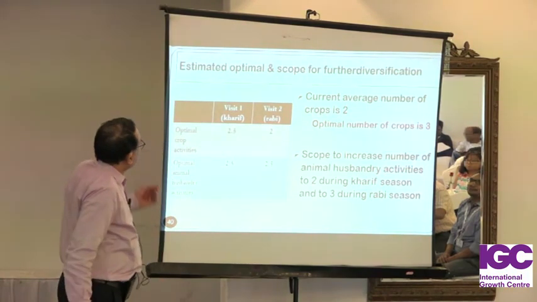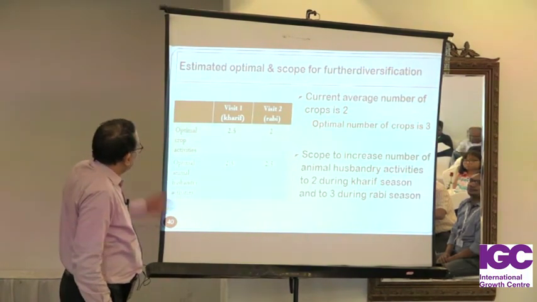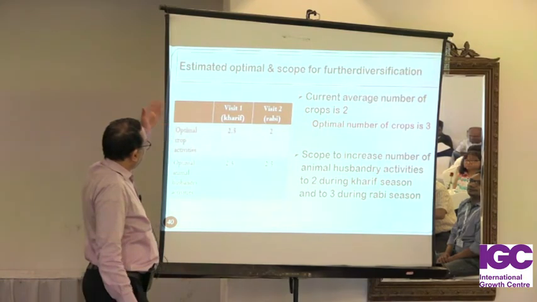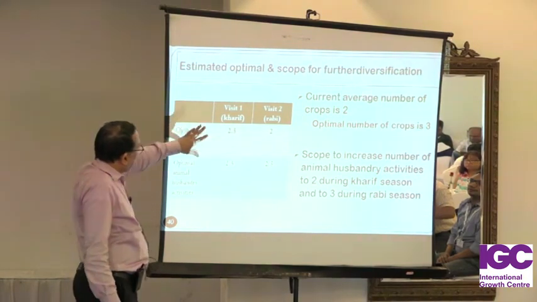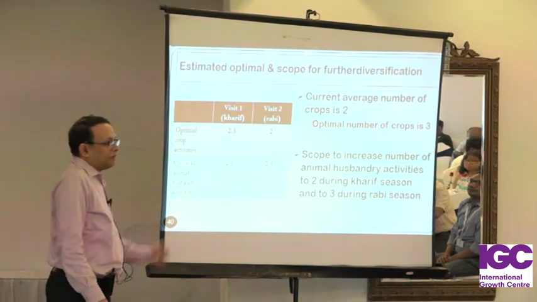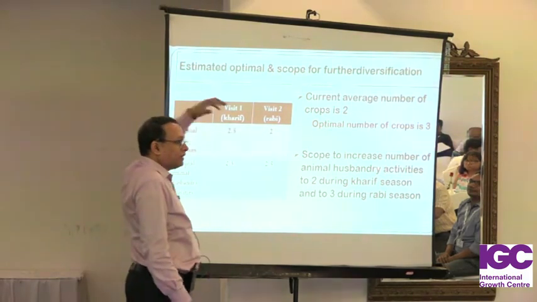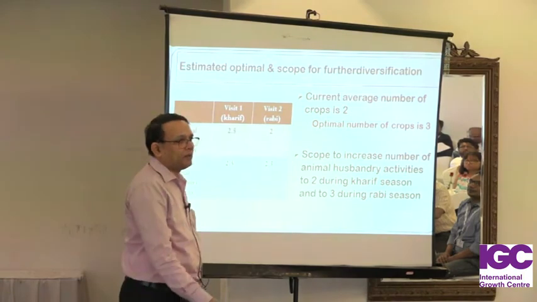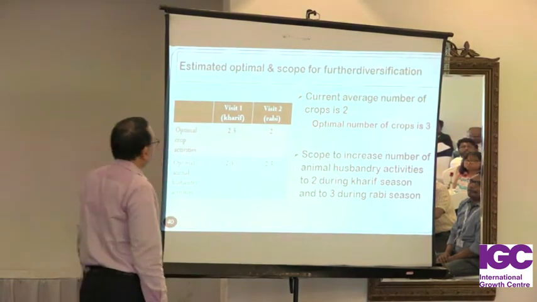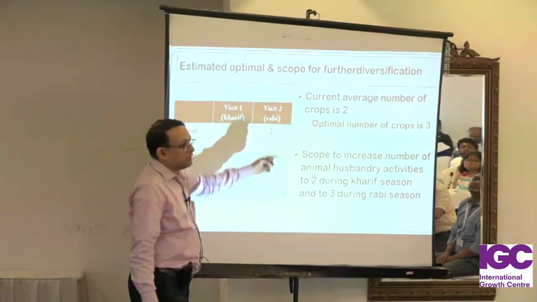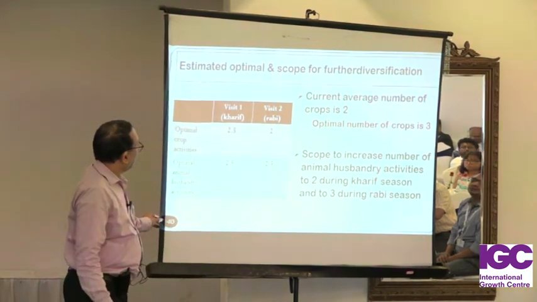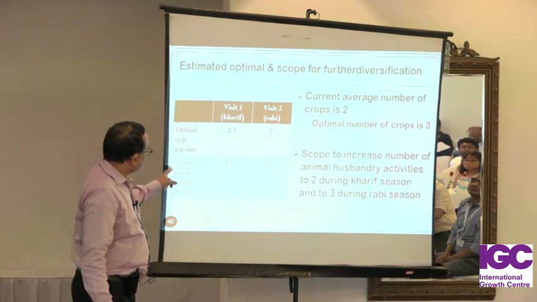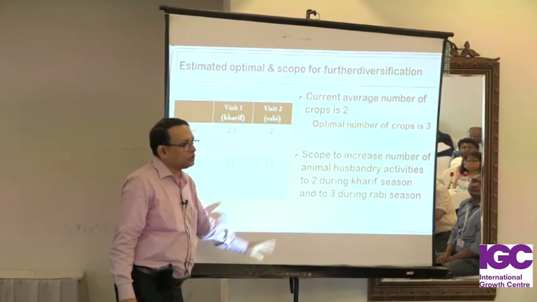Okay, so when we keep saying there is an optimal, what is the optimal level? The optimal crop in Kharif is about 2.5. You can't have 2.5 crops. Maybe you can think of 2 full season crops and 1 half season crop, maybe a vegetable for half the season. Whereas in Rabi it is 2. In terms of animal husbandry activity, it is 2.5.